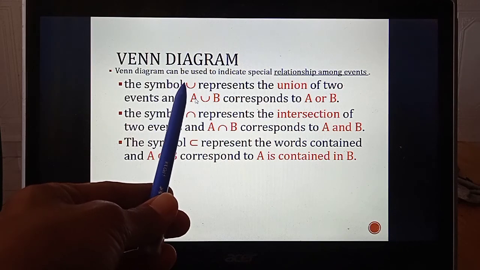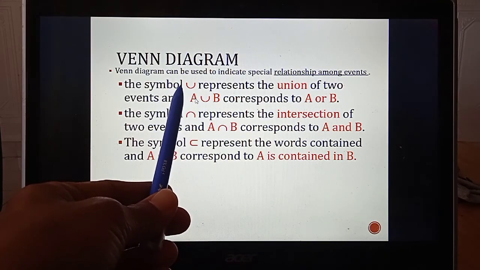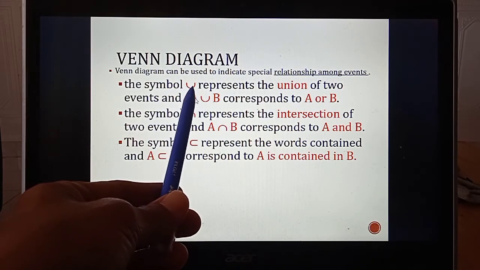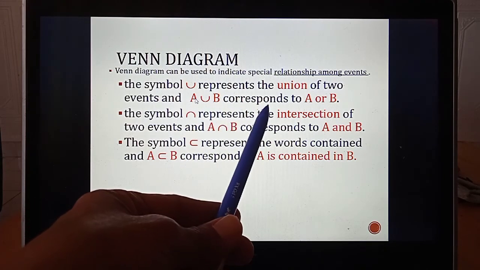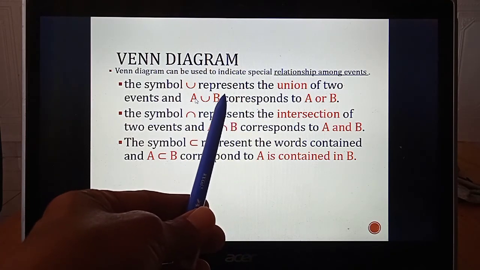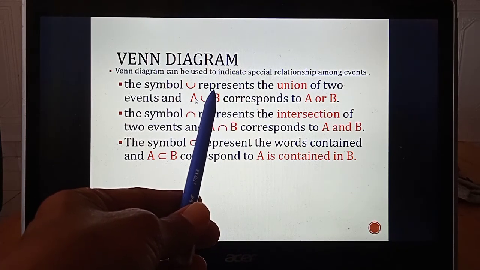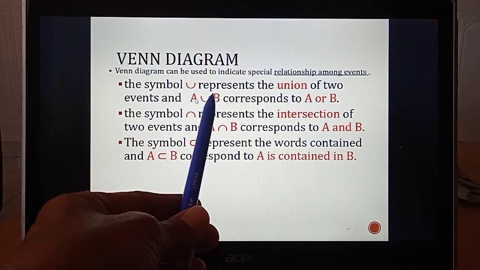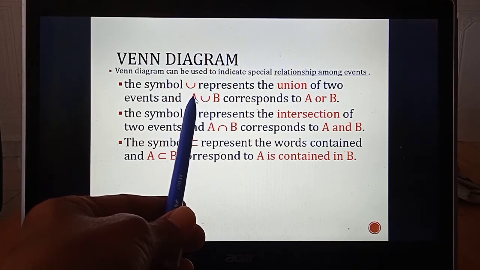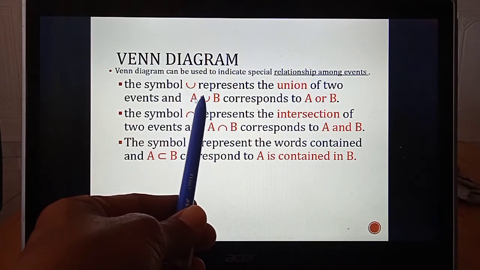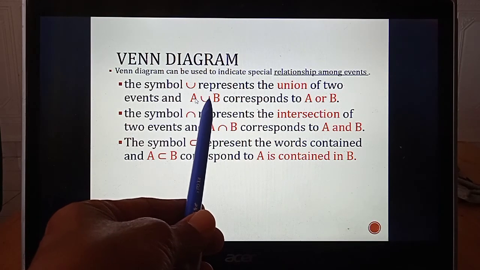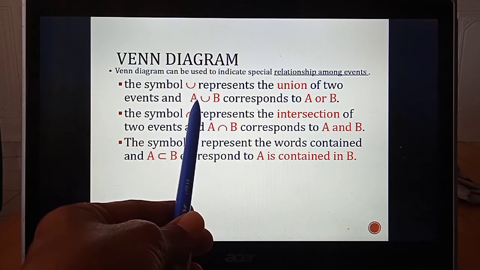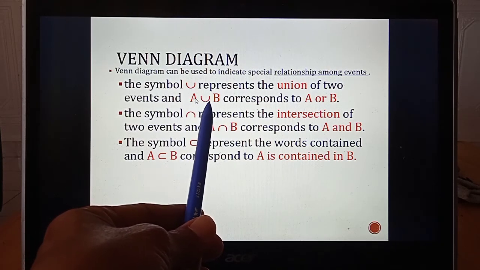Symbol union. Okay, this is symbol for union. Union means that two events correspond to each other. So, meaning that event tersebut adalah gabungan. Okay, hasil gabungan event di dalam set A dan juga di dalam set B. So, ini macam seolah-olah kita tambahkan, gabungkan event-event dalam set A dan juga set B.